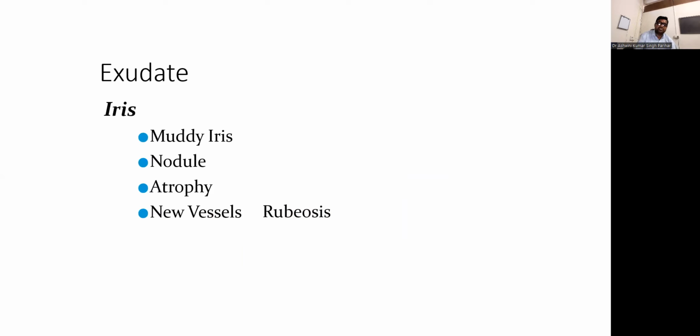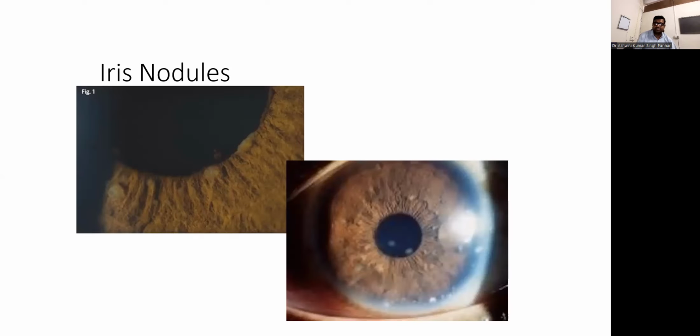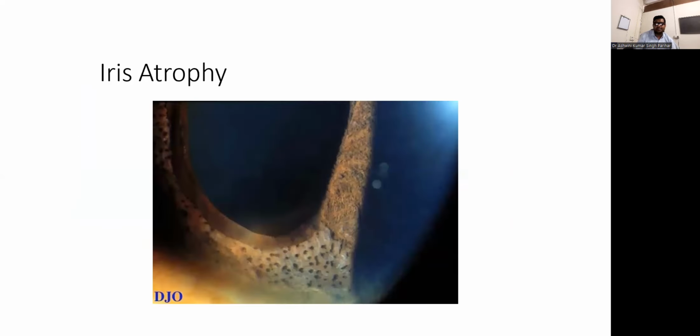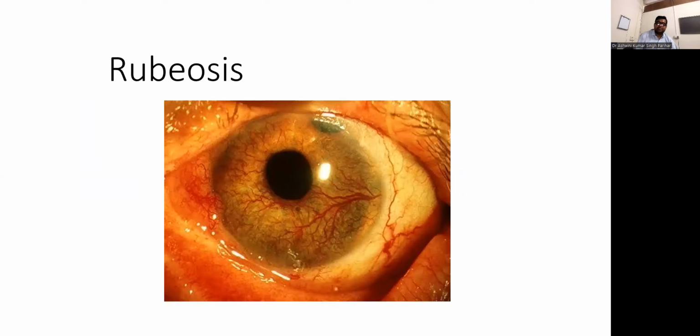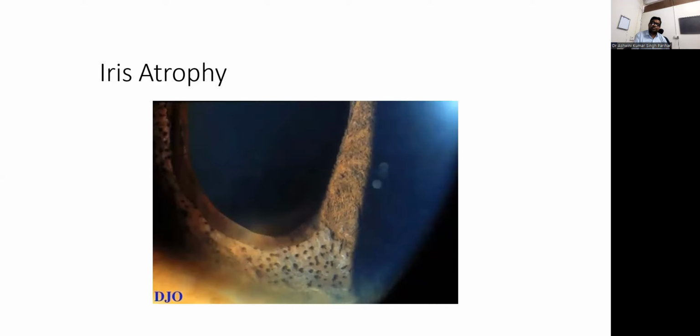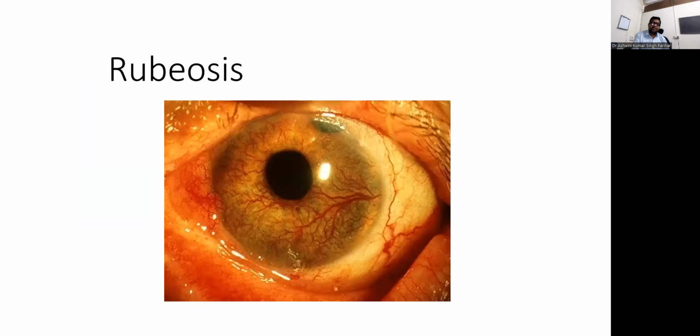Iris, I have mentioned what all the things will be there on the iris. Koeppe and Busacca iris nodules. So this is the nodular iris, which shows the various nodules deposited over the iris, either at the pupillary margin or over the stromal layer of the iris. And the picture which shows the atrophy of the iris. And I have mentioned the neovascularization of iris. So this is the rubeosis. So these are the findings which will be there in the iris. In short, I think I have explained everything to you.